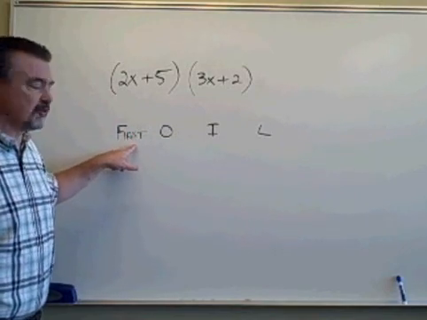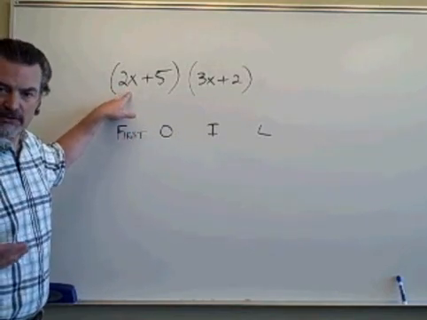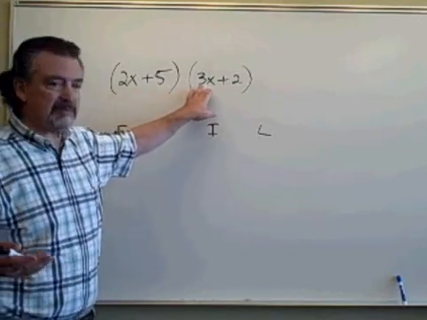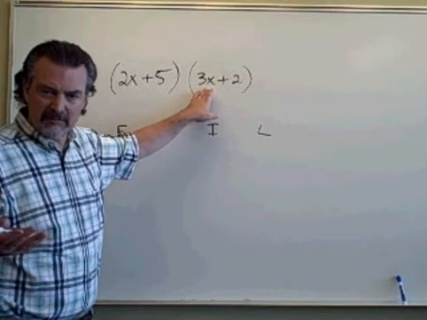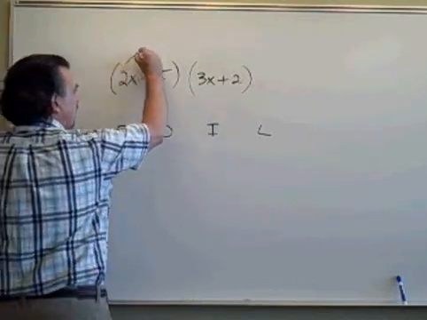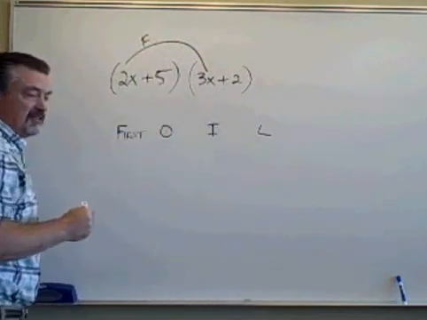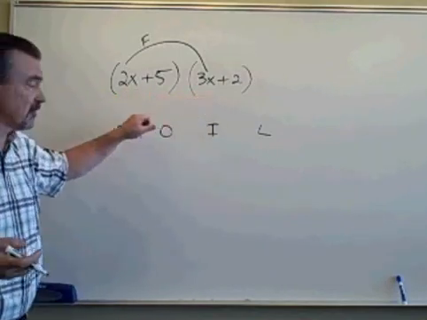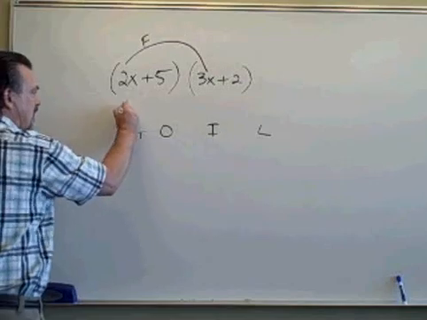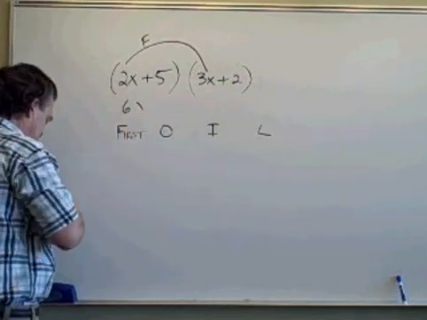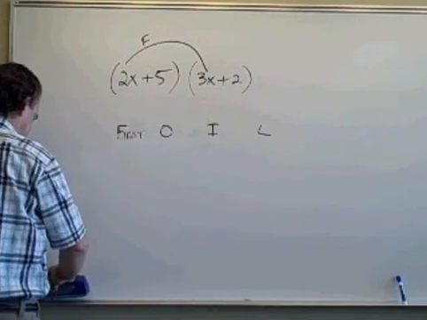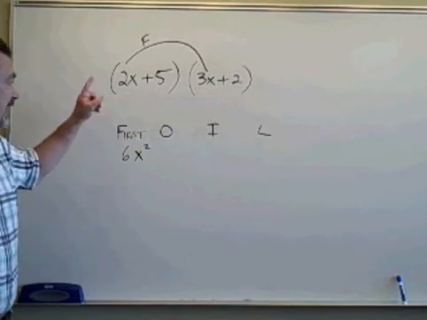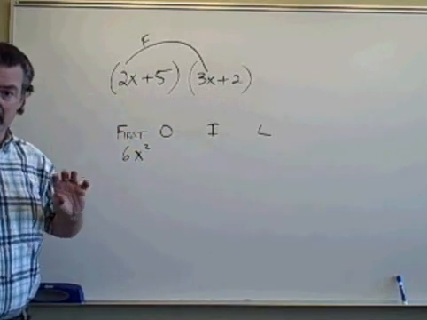What that reminds us to do is to take the product of the first term of the first binomial times the first term of the second binomial. So I multiply these terms together. That is the F of FOIL. First, I take the first term here times the first term here. 2 times 3 is 6. X times x, that's x squared. Remember, x times x means I have two x's being multiplied. That's x squared.